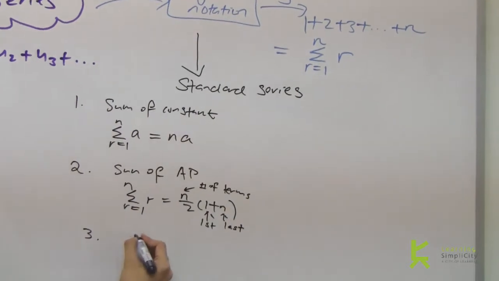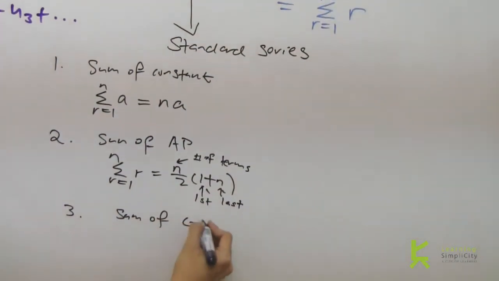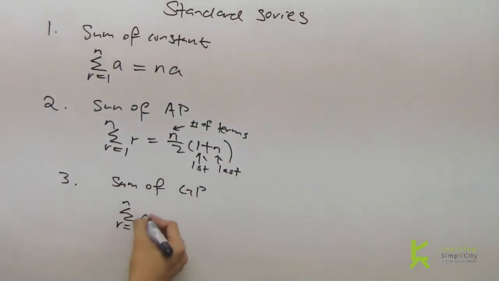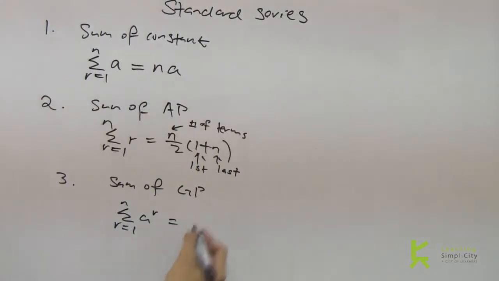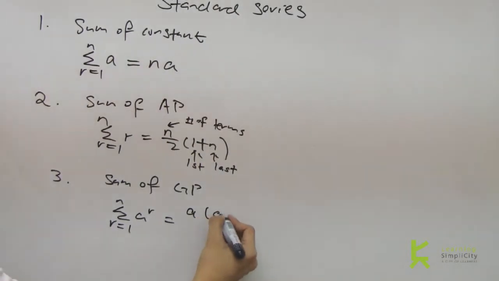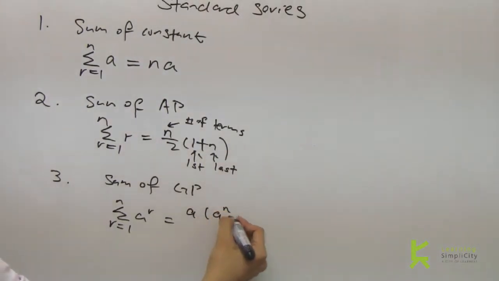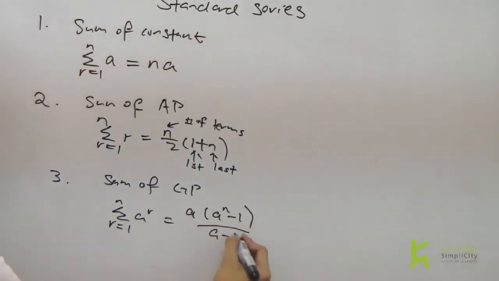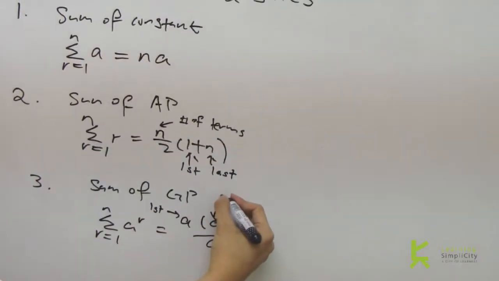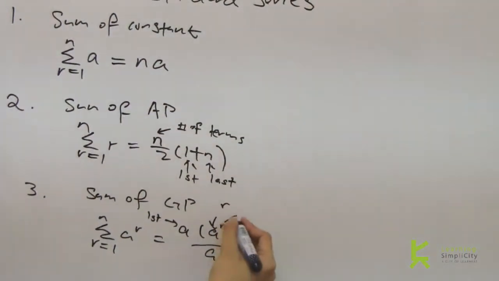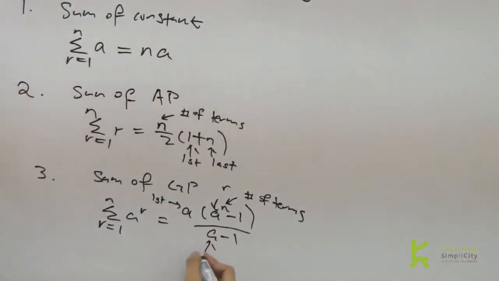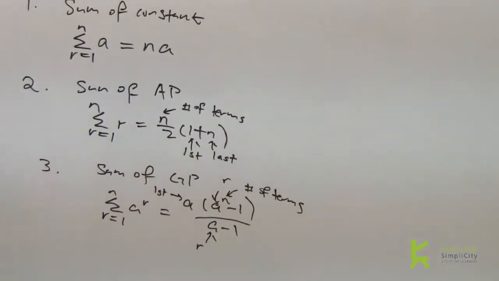In addition, we also have the sum of GP. I can denote this as summation r equals to 1 to n, a to the power of r. So the outcome of a summation of n terms of a GP is the first term, common ratio to the power of number of terms, minus 1, divided by a minus 1. So this is the first term. This a denotes the common ratio. This n denotes the number of terms. Whereas for this a is actually the common ratio, r.